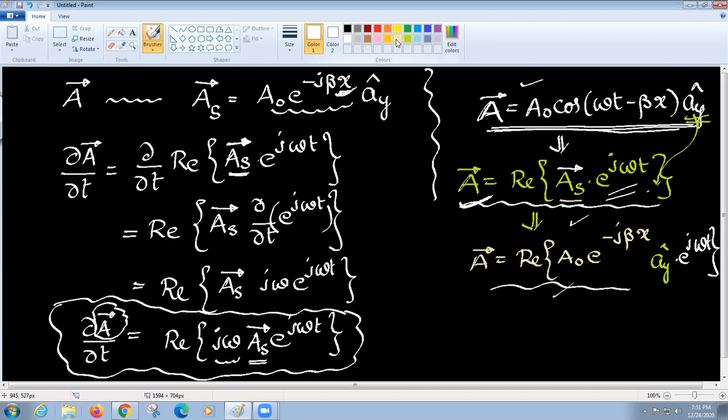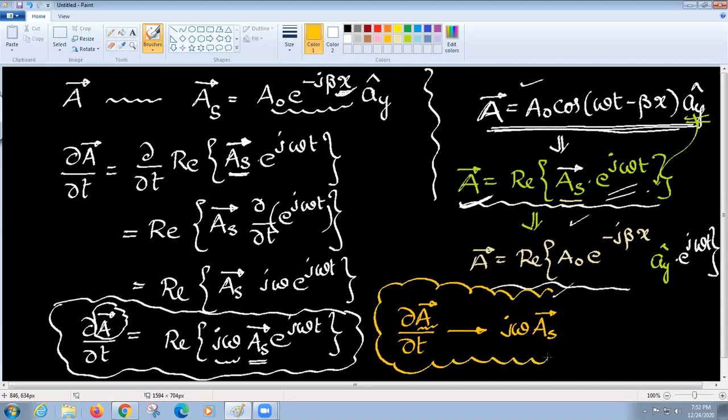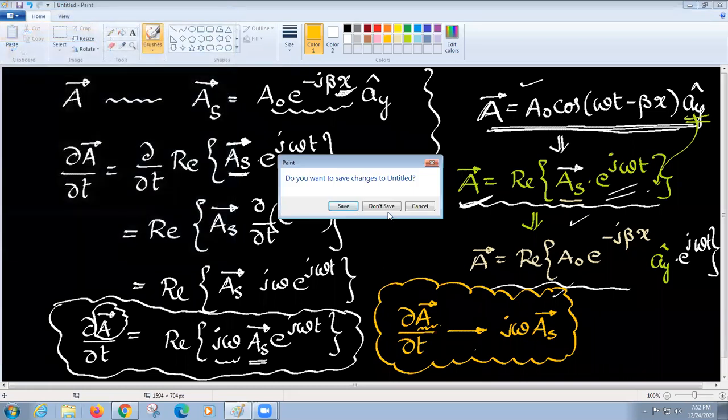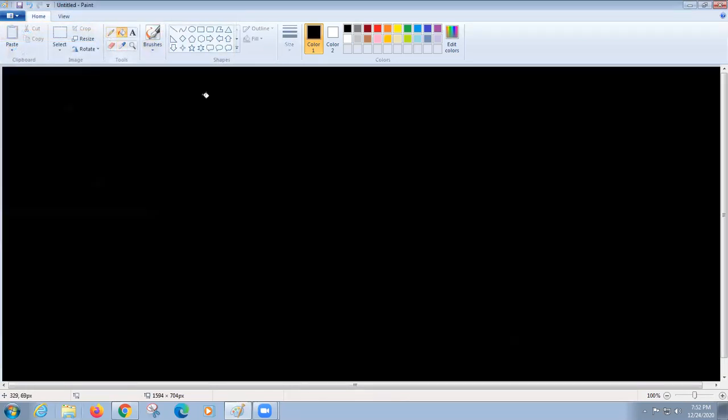In simple words, I can do this. Whenever you have dou A by dou t, this is instantaneous, so the time derivative of an instantaneous quantity, you can replace by j omega times the Phasor. Yes, that's it. So hereafter, if someone asks you to convert, for example, Maxwell's equations into Phasor form, wherever you find dou by dou t, just replace dou by dou t by j omega. And why so? That's the reason we did so far.